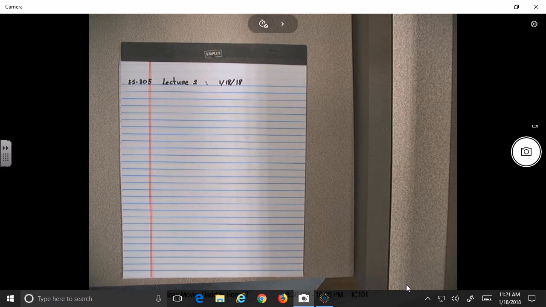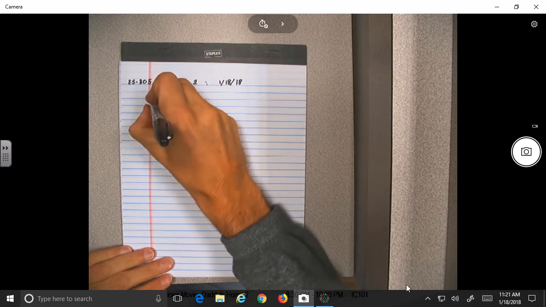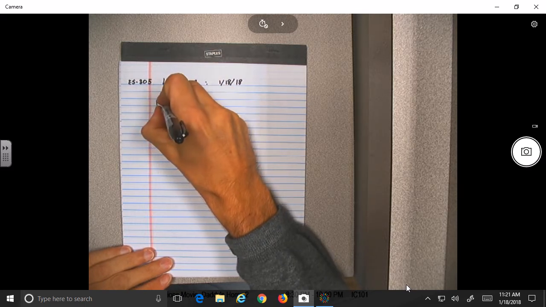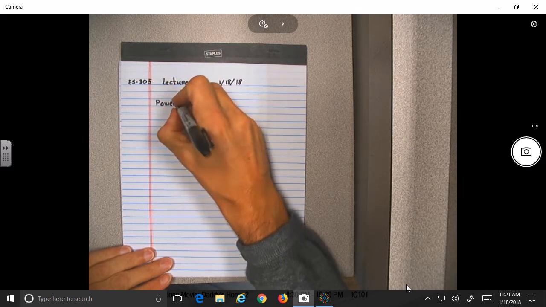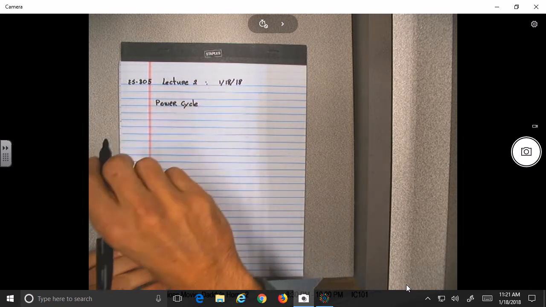Okay, so we're going to continue with the first chapter. All right? So in the first chapter, now what can we do? We can look at some concepts that are really important. Okay? So let's say here, let us consider a power cycle.